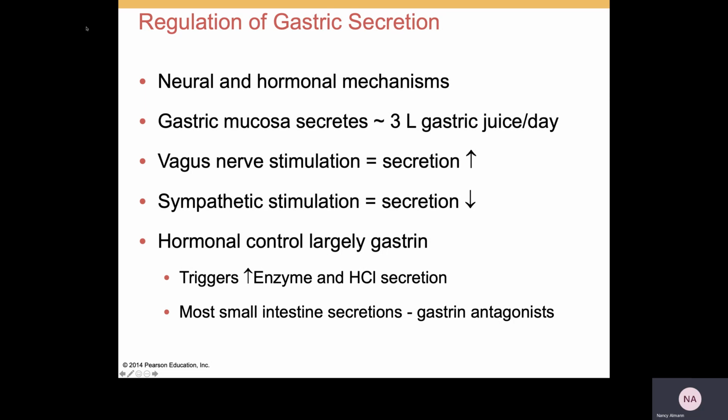Most of the small intestine secretions are going to be gastrin antagonists, and that is because you want to limit the amount of acid that is present in the small intestine, because you cannot have that heavy layer of mucus along the walls of the small intestine, because the small intestine has different functions, and you need to be able to pass material back and forth through the walls of the small intestine.